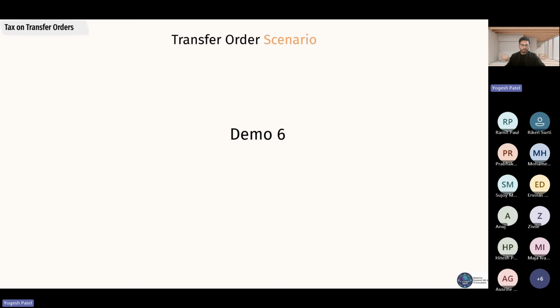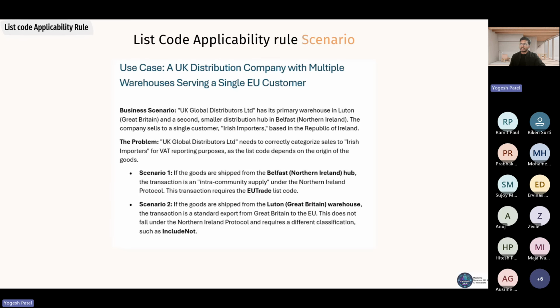A few final bits I want to cover before we wrap up. There's a list code applicability rules topic, which I haven't got a demo prepared for, but I've created a business scenario for you. It's a UK distribution company with multiple warehouses serving single EU customers. You can see the scenario where I have UK Global Distributor Limited, with a primary warehouse in Luton and a second, smaller distribution hub in Belfast, Northern Ireland.